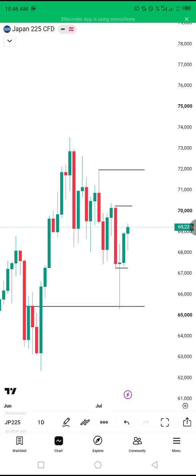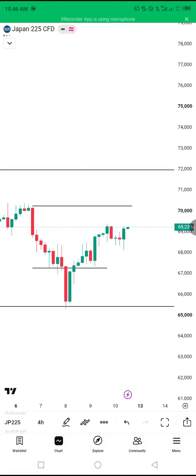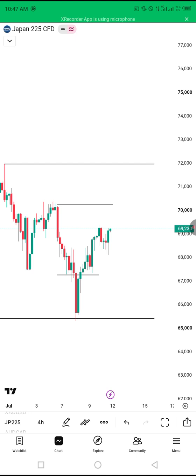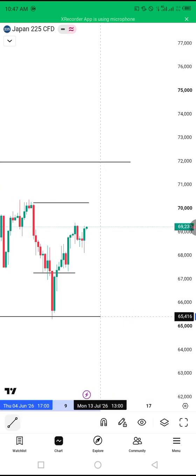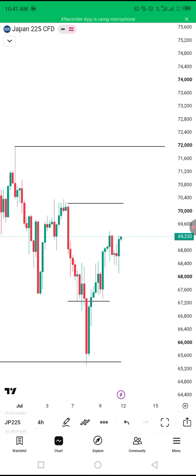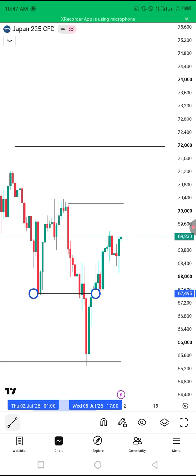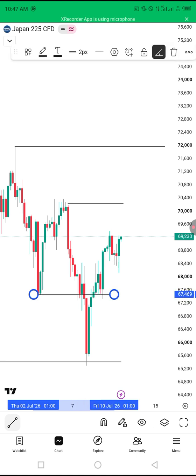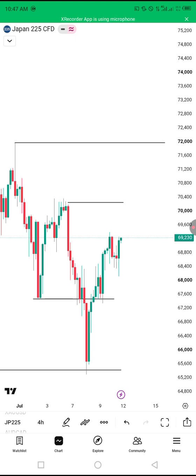So now let's zoom to our 4 hour time frame. Now on our 4 hour time frame, what can you see? You can see that after a daily sweep on the daily time frame, market is rejecting back from this QMR level, right?